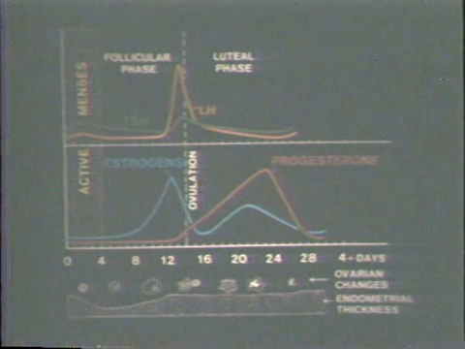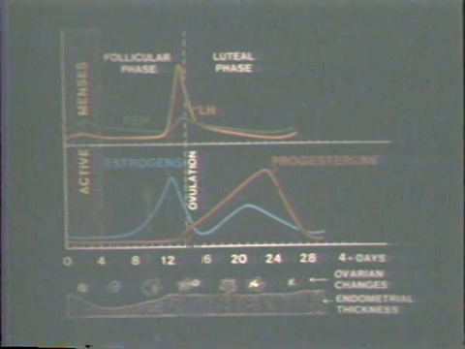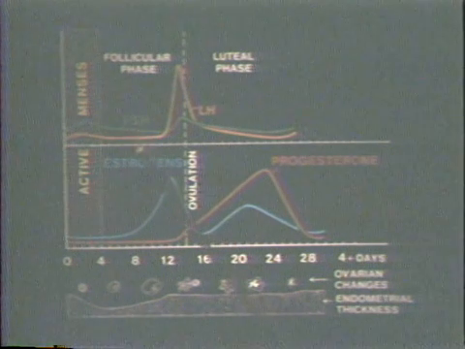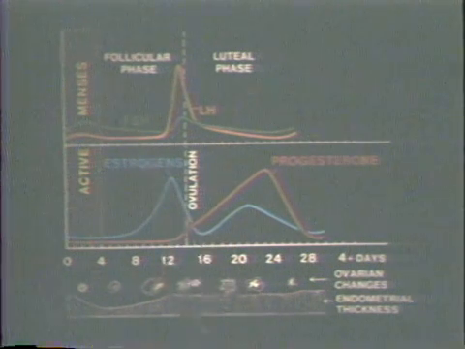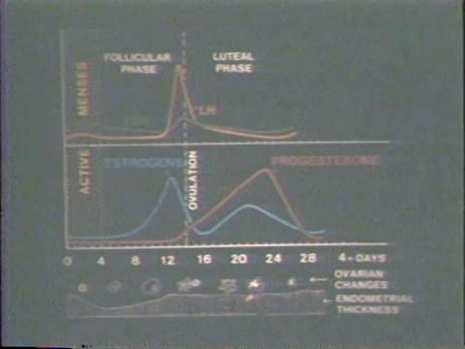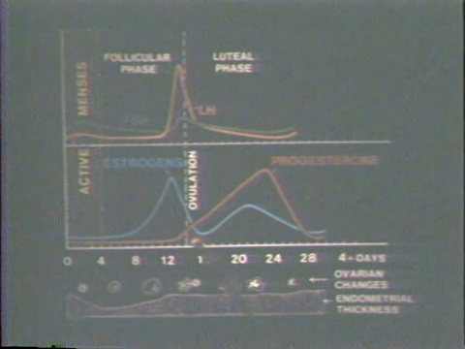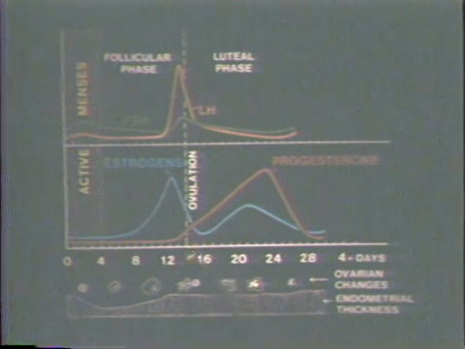For convenience, the cycle has been divided into two phases. The first one half is referred to as the follicular phase and is characterized by the growth of the Graafian follicle in the ovary. The second phase is the luteal phase, and it is the time during which the ovary develops a corpus luteum. Ovulation usually occurs midway in the cycle, or approximately on day 14.